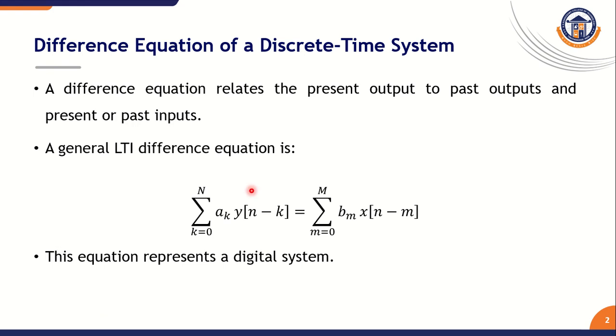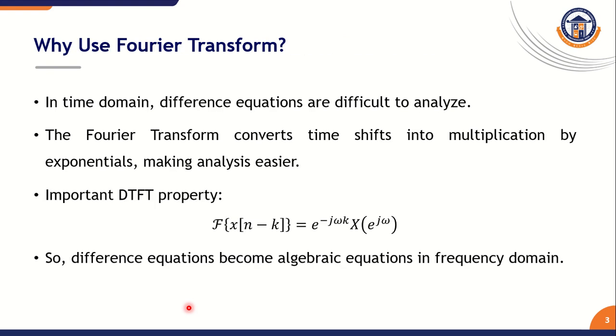In general, the difference equation is written as summation a_k into y of n minus k equal to summation of b_m into x of n minus m. That is, output terms on the left side, input terms on the right side. This form is commonly used to model digital systems.